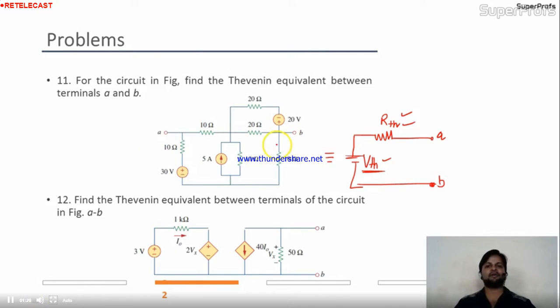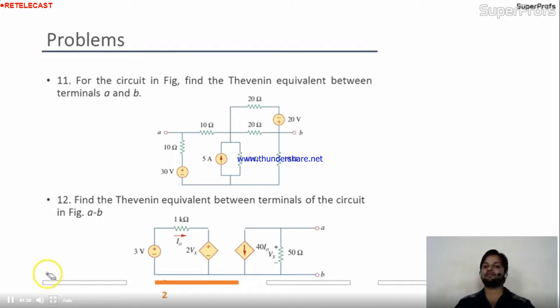And I think you people know what is the procedure to calculate the RTH. I have to turn off all the independent sources. Remember, not dependent sources. Though we don't have a dependent source in the circuit, we have only independent sources, voltage source and current source. So as you know, to find out the resultant value of the resistances, we have to turn off all independent sources existing in the circuit.